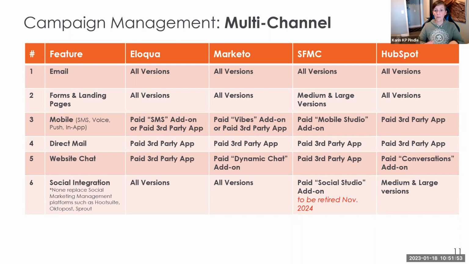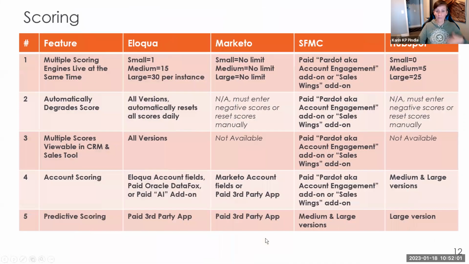None of them do like mass social publishing or listening. Salesforce Marketing Cloud is the only exception there with its Social Studio. But again, it's going away. I got to go faster here because we're almost done. Scoring, the ability to do multiple scoring models or engines live at the same time.